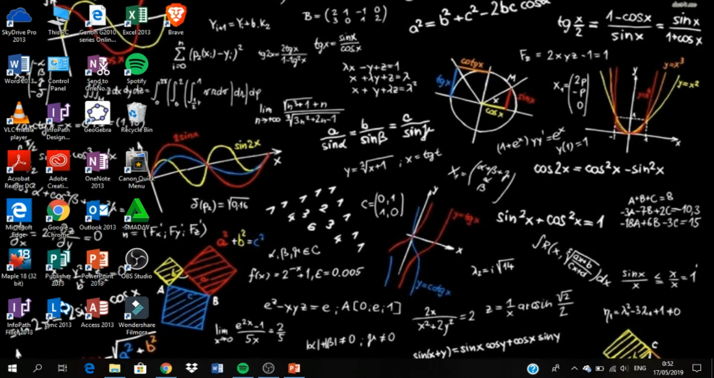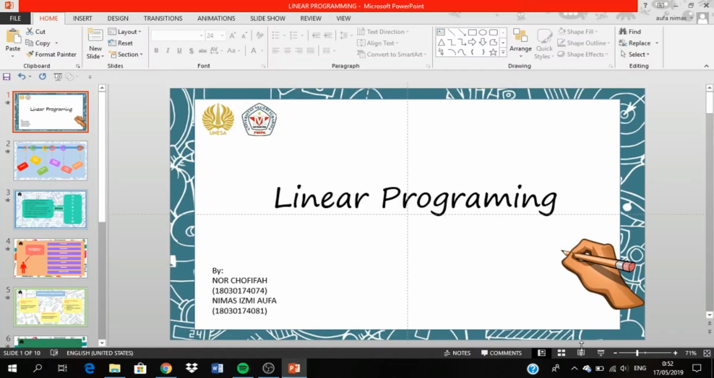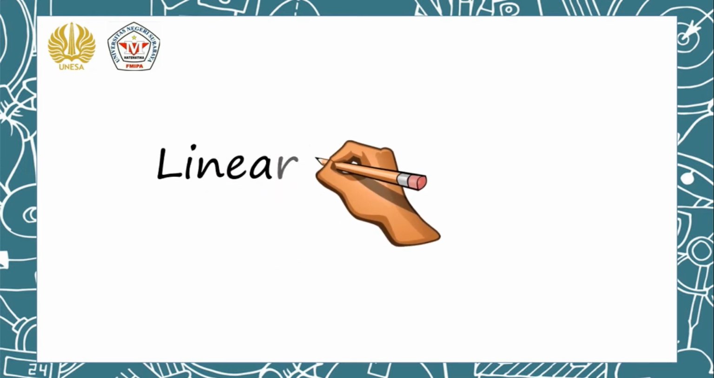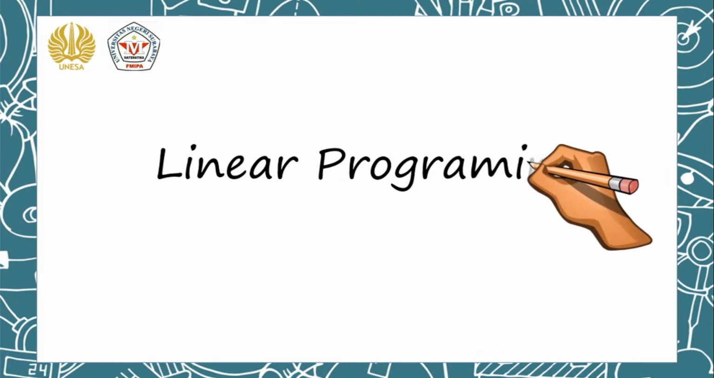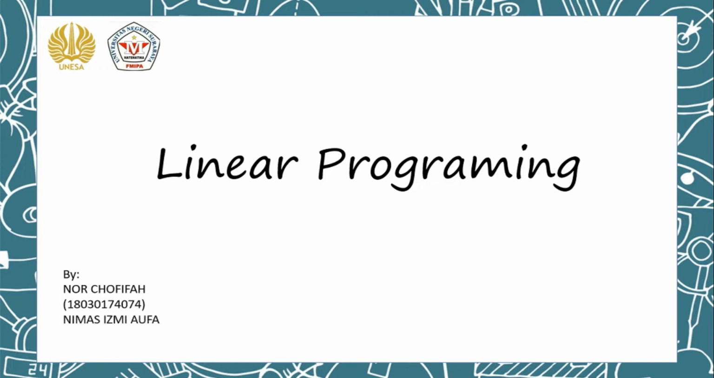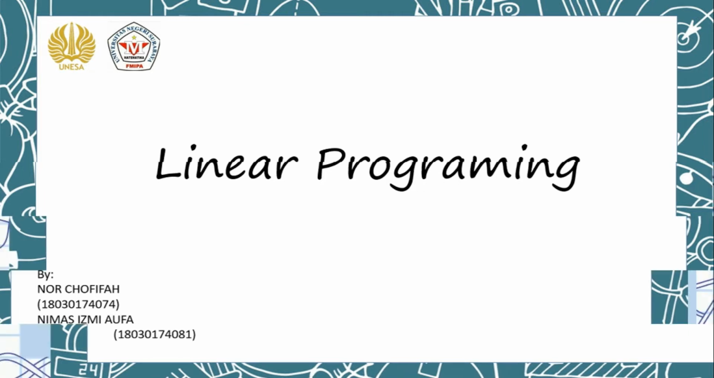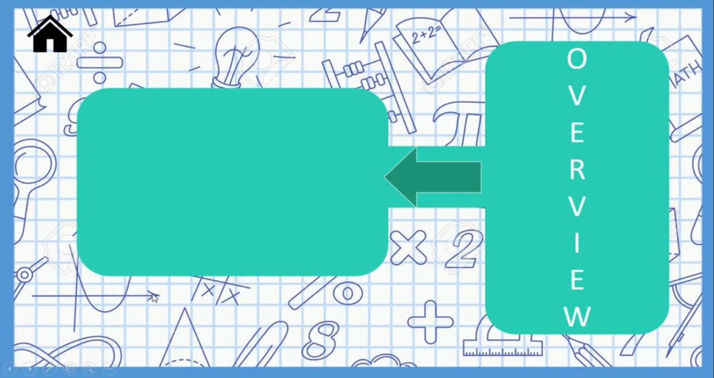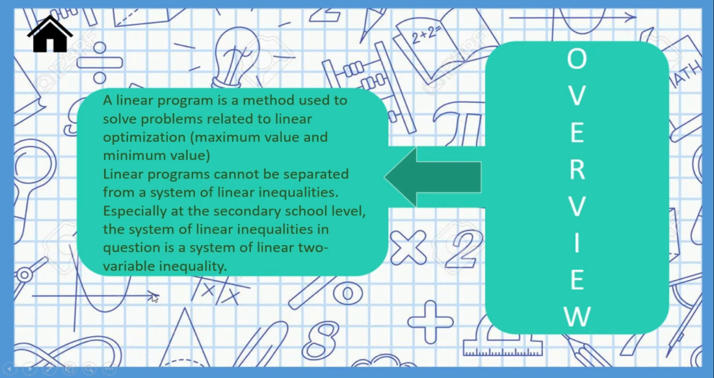Before applying linear programming problems with Geogebra, we have to know what a linear program is and what Geogebra is. Firstly, I want to tell you what a linear program is. A linear program is a method used to solve problems related to linear optimization, like maximum value and minimum value. And the system of linear inequalities is a system of linear two-variable inequalities.